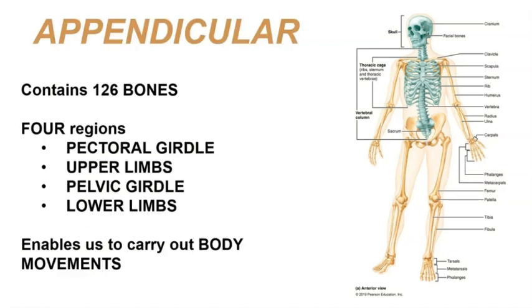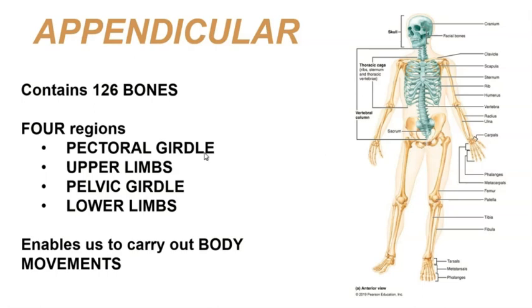The appendicular division contains 126 bones that are located in four major regions. We have the pectoral girdle, the upper limbs, the pelvic girdle, and the lower limbs. The function of the girdles is to unite the limbs to the axial skeleton. So for example, the pectoral girdle, which is what we think of as kind of the shoulder region of the skeleton, unites the upper limbs to the axial skeleton. And the pelvic girdle is what unites the lower limbs to the axial skeleton.